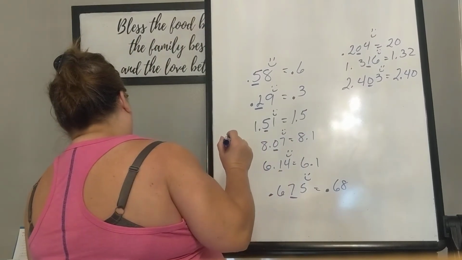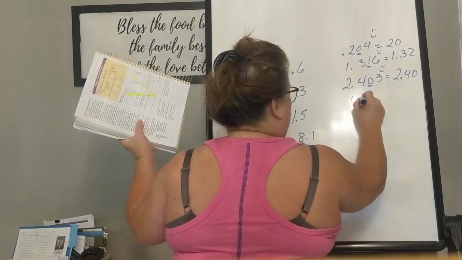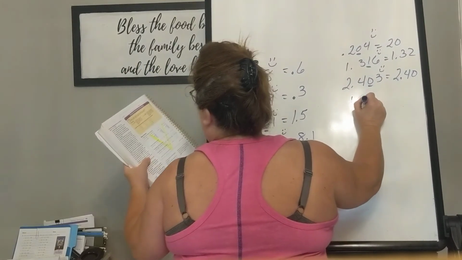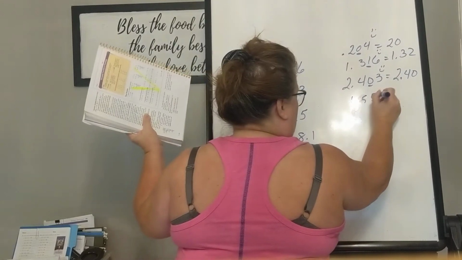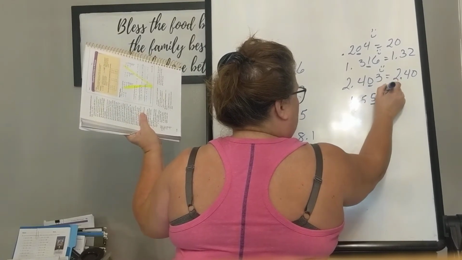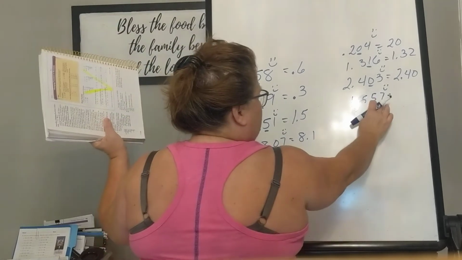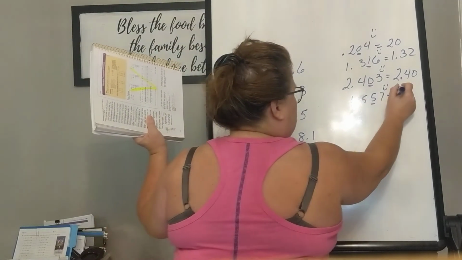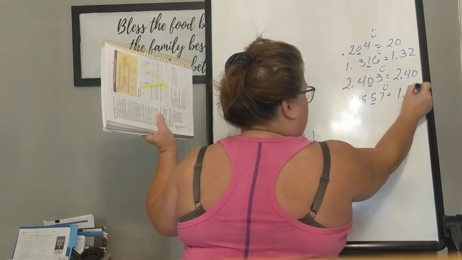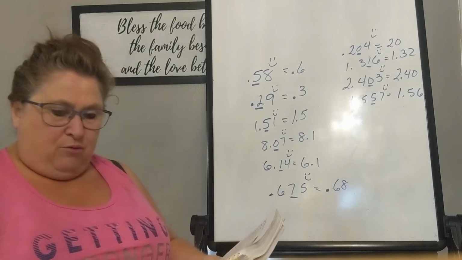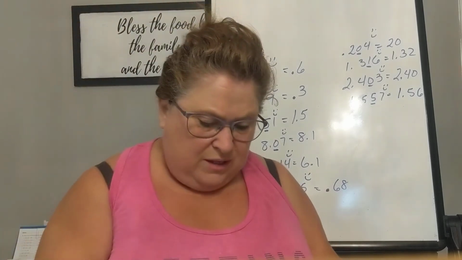And letter E, we have 1.557. Our hundredths place, underline it. Our looker digit is the thousandths place. Thousandths place is 5 or above. So we add 1 to our hundredths place, so we have 1.56. So that's our rounding. You will have rounding on your final exam.